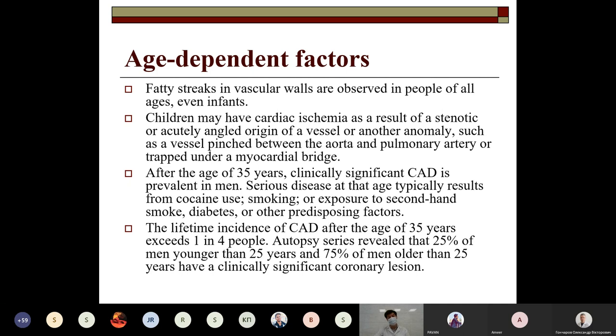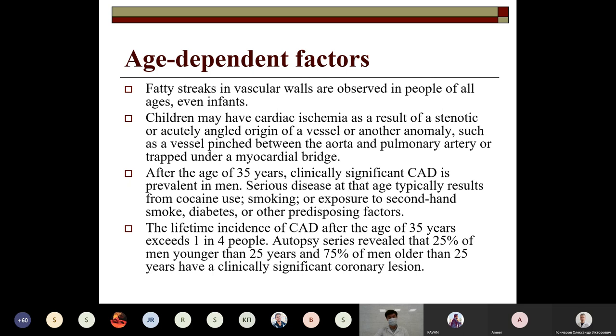After age of 35 years, clinically significant CAD is prevalent in men, and after age 55, the proportion of patients with established CAD in men and female populations are similar. At a young age, cocaine use, smoking, second-hand smoke, diabetes, and other predisposing factors should be taken into consideration to estimate the probability of CAD in a patient of a given age with suspected CAD.